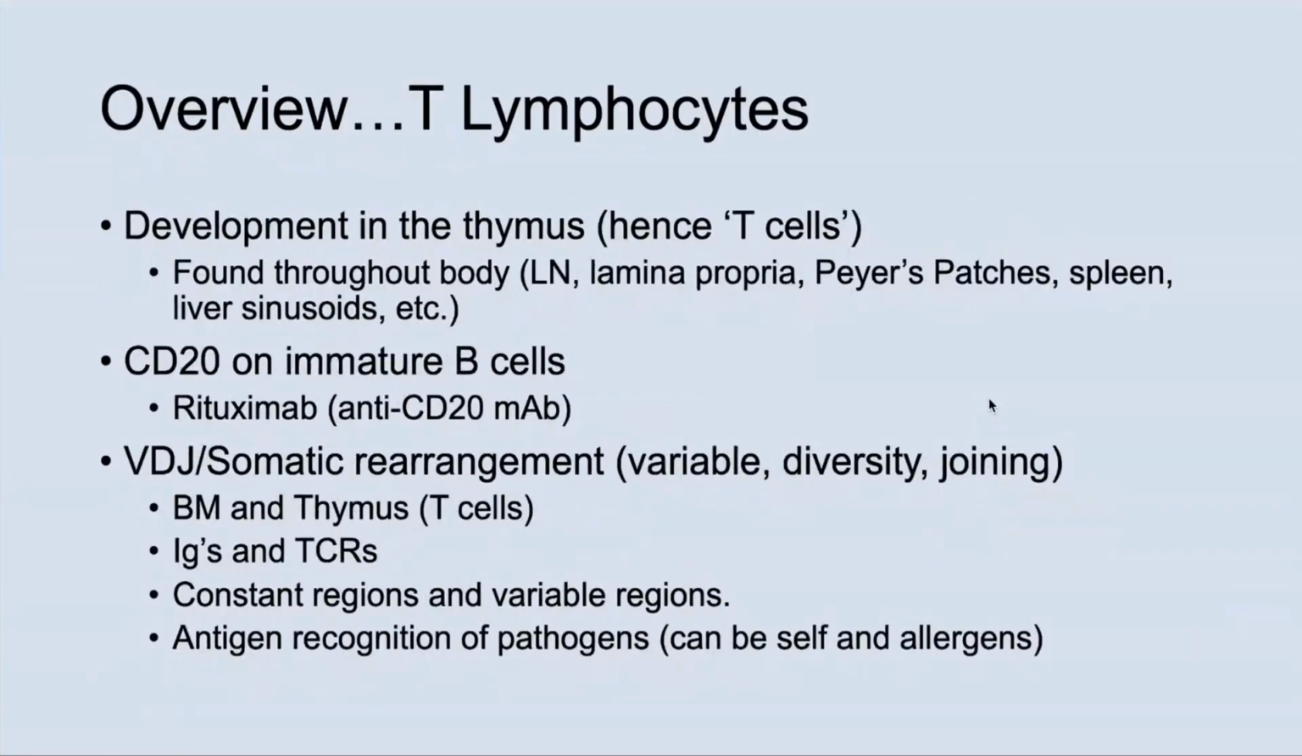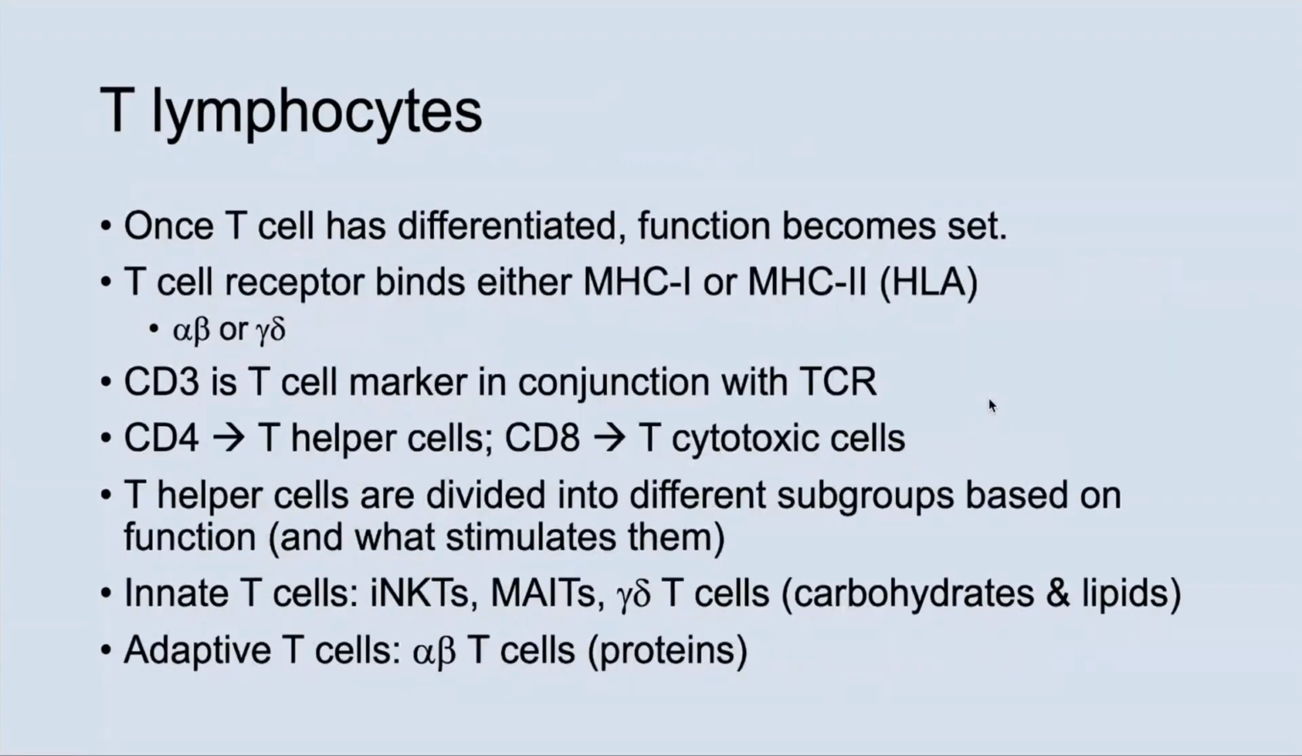I included it because I wanted to include the VDJ. So it's the same thing. Again, you have the somatic rearrangement of the T cell receptor. Once that T cell receptor is primed, it really only looks for one type of antigen, okay? And once that antigen is set, it can become either a memory T cell, an effector T cell, or a regulatory T cell, right?